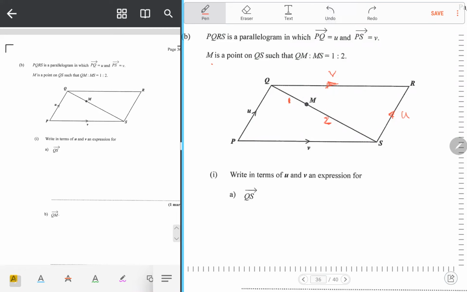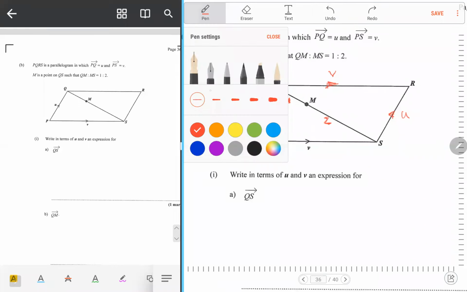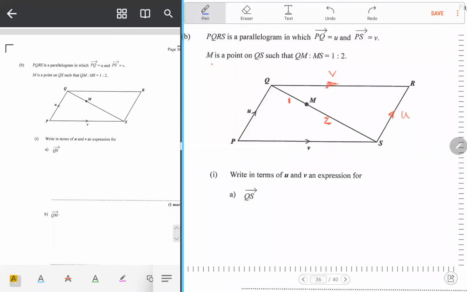So basically, once you have that information, you're good to go. The first part wants us to get the vector in terms of U and V, meaning U and V must be in the answer. They want the vector QS. So all we have to do is look at the diagram and see how we go from Q to S, going along the vector directions that we know. Going from Q to S, we would go here first and then go down here. Simple as that. All right.